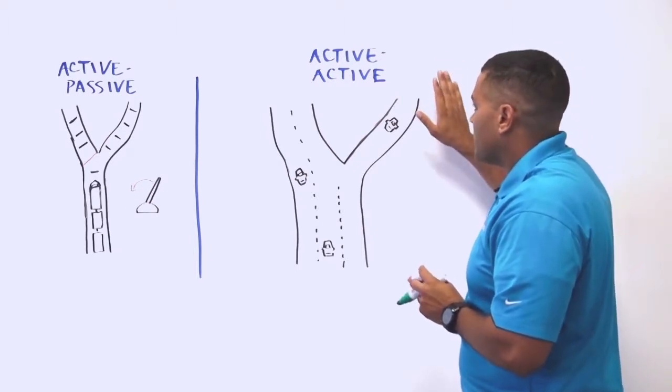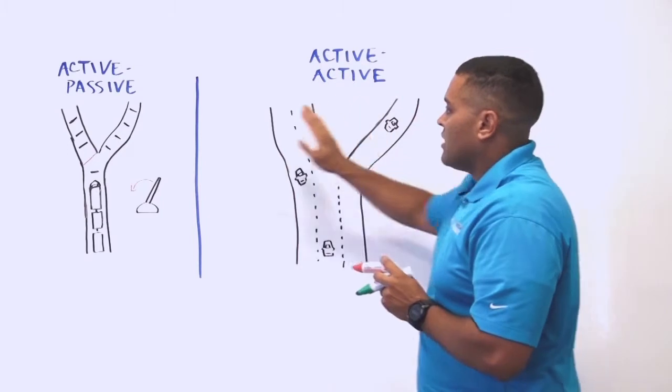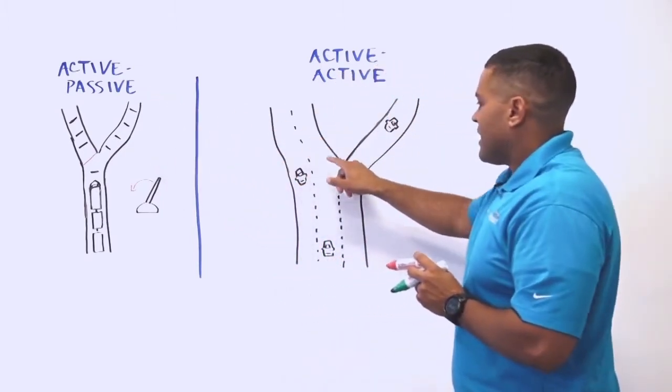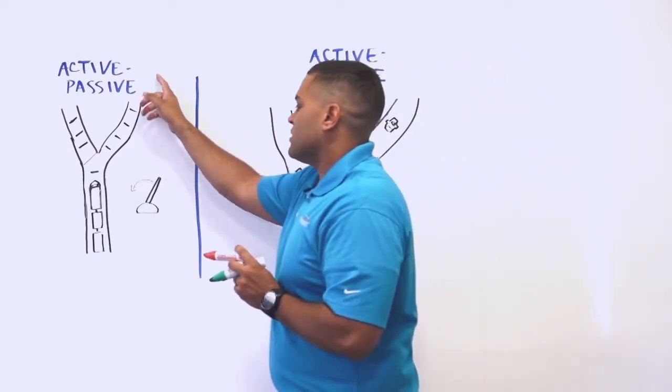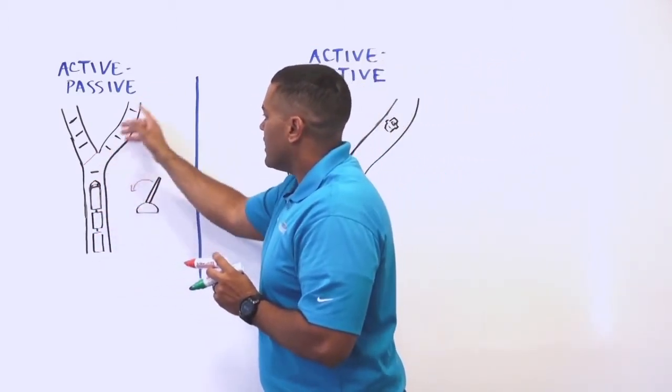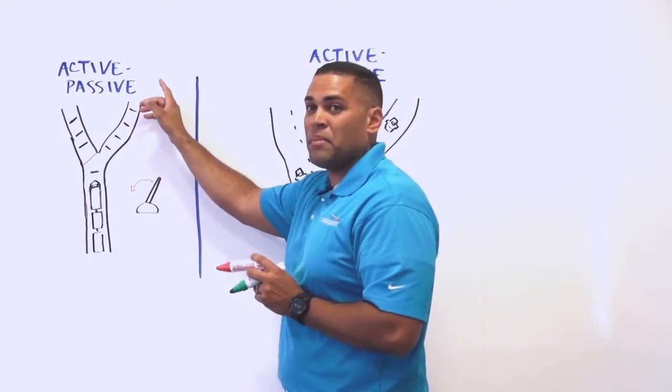And that's really the difference between active-active and active-passive, is the fact that that car can make that decision and they're always there, versus a train can only do one, and essentially only one is there from a path perspective.